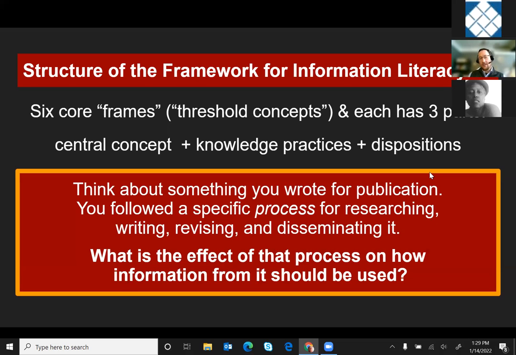One of the threshold concepts, which I'm going to show in a second, is about the process of creating a document. So the medium that it's delivered in, whether it's Wall Street Journal or New York Times or a scholarly article, the process itself alters the message. And I think students, as they become more information literate, understand that that process has an influence on how they should use a document when they find it.